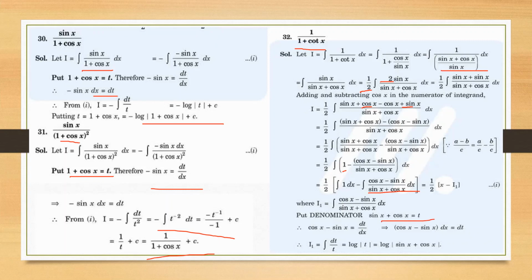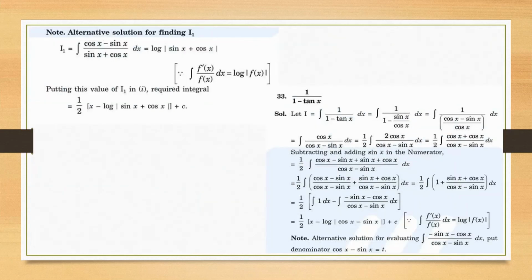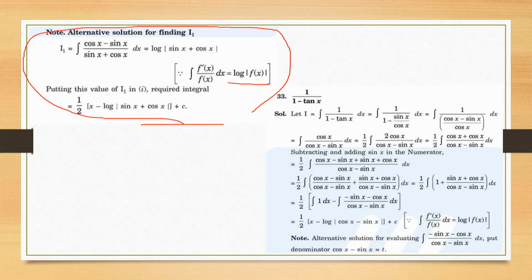So this question can be integrated like this. An alternate proof is that, see, there is a formula. If it is an MCQ type of question, you can directly use f dash x upon f x is log mod f x plus c. And this is the same kind of question, 1 upon 1 minus tan x. Again the same thing. Change to sin and cos and operate the question accordingly.